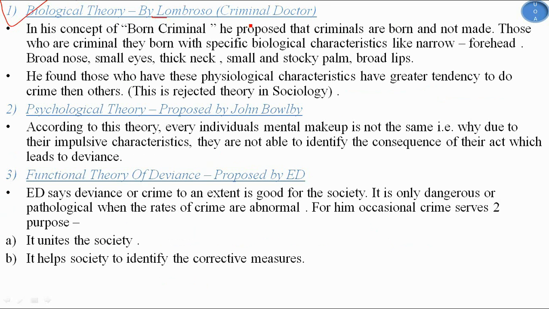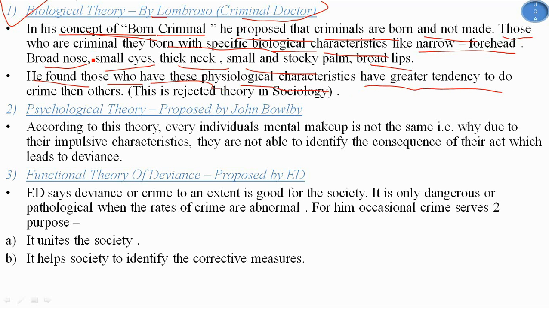The first theory is the biological theory, given by Lombroso, who is basically a criminal doctor. In his concept of the born criminal, he proposed that criminals are born and not made. Those who are criminals are born with specific biological characteristics like narrow forehead, broad nose, small eyes, thick neck, small and stocky palm, broad lips. He found that those who have these physiological characteristics have a greater tendency to commit crimes than others. This is a rejected theory in sociology.